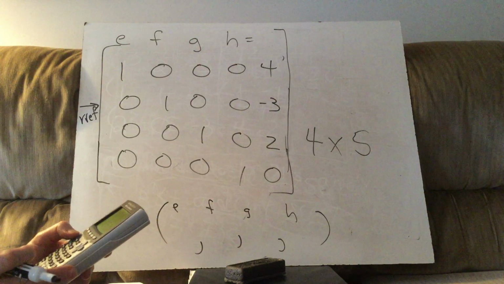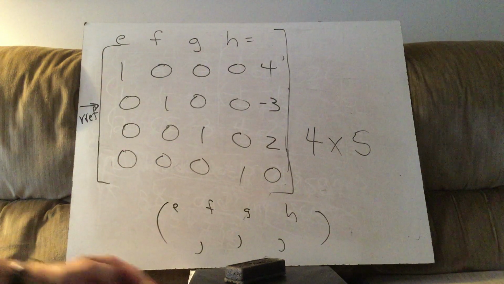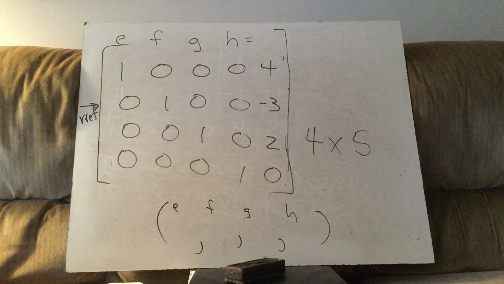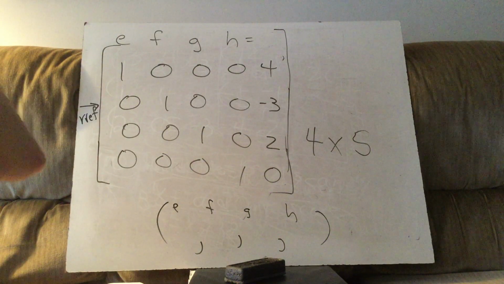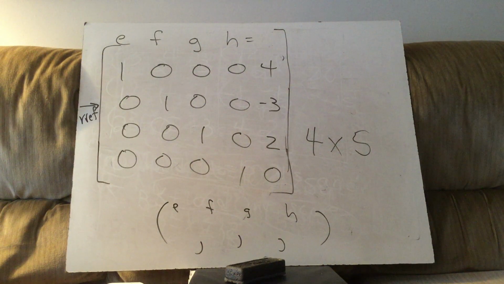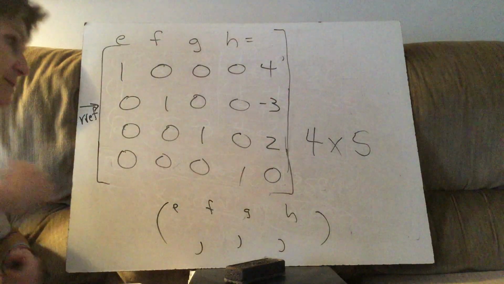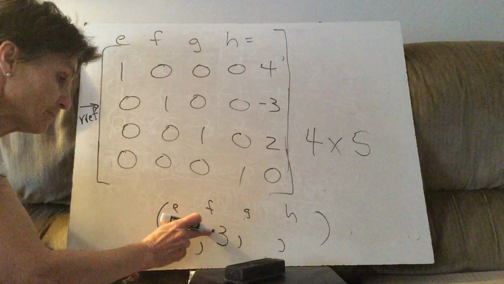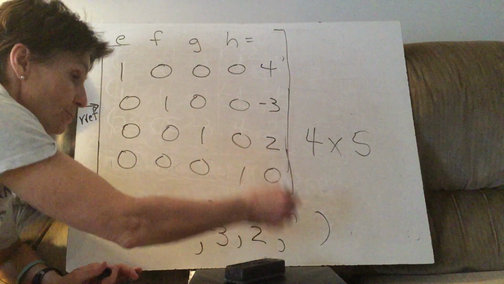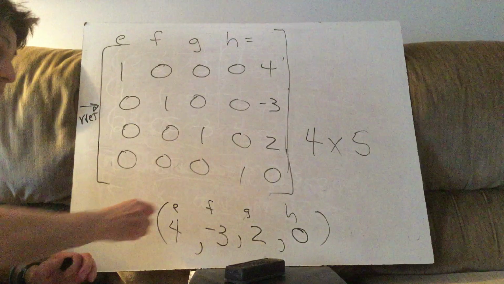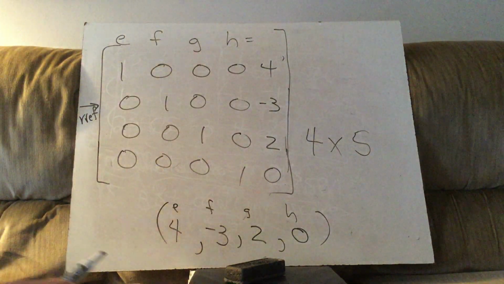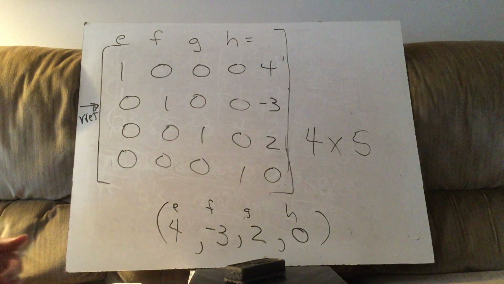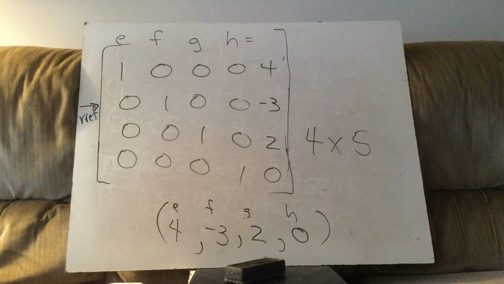If you didn't get that, go back and double check and make sure that you put your matrix in right. I mean, that's the only place really that you could make a mistake, is by not putting the original numbers in correctly. And so what does this tell me? This tells me E is 4, F is -3, G is 2, and H is 0. And that is the solution to the system of equations that we started with that I erased.